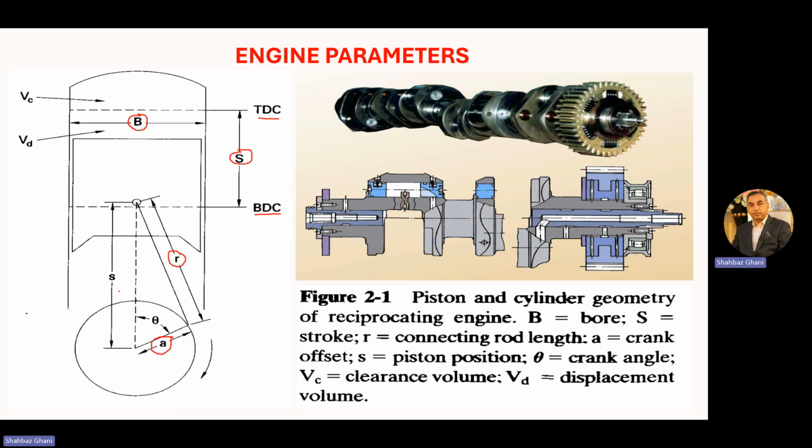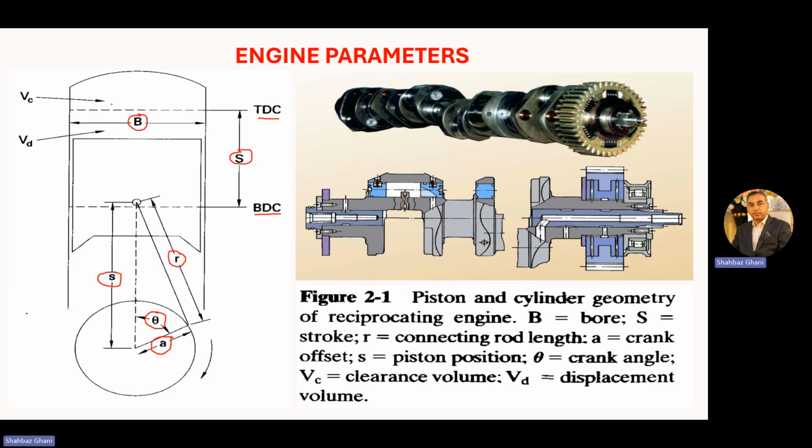Now this S, small s, is different than this stroke S. This is the piston position at different locations when we have different values of this crank angle theta. Theta is changing from 0 degree to 180 degree, and then from 180 degree to 360 degree. Theta values are changing, so this s will be changing the piston position in the cylinder or the combustion chamber.